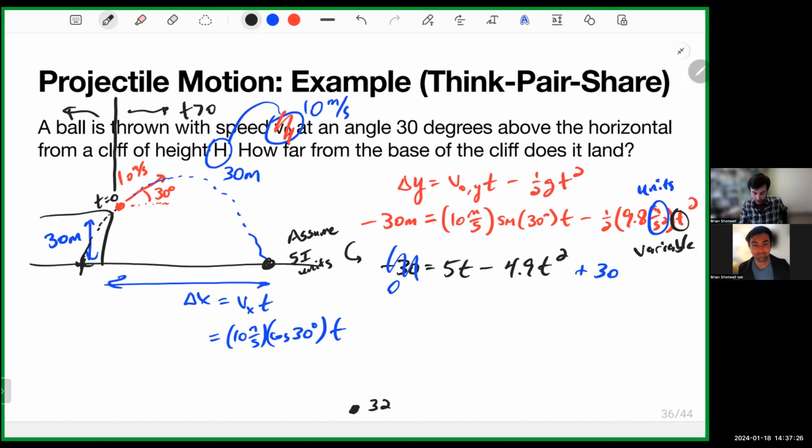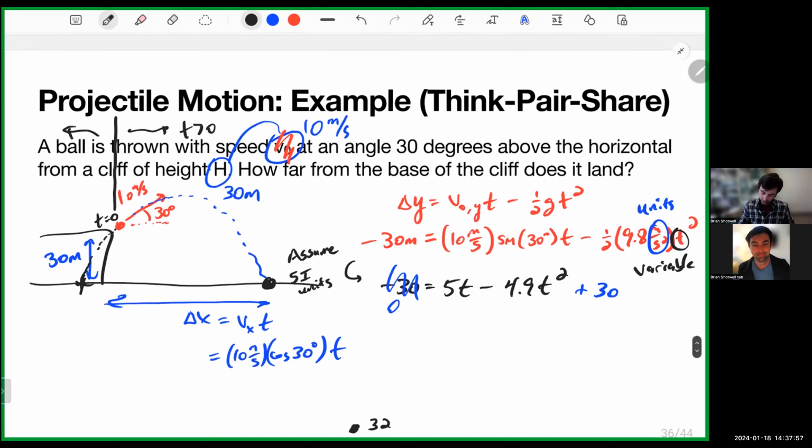Okay, so we definitely want the positive time here. So I'm going to go ahead and plug this formula into my quadratic equation solver on my computer. You can use Wolfram Alpha. I'm basically using Wolfram Alpha for this. And solve 0 is 5t minus 4.9 t squared plus 30. Solve for t. And as expected, we got a negative solution and a positive solution.